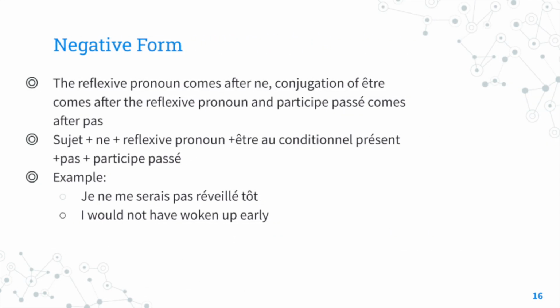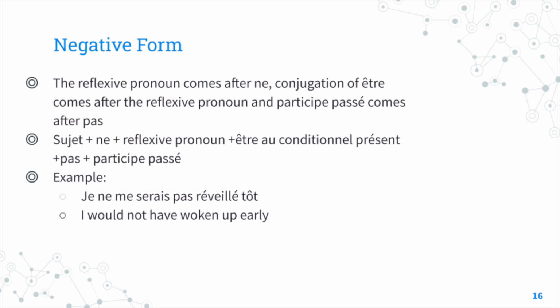Moving on to how reflexive verbs in conditionnel passé are conjugated in the negative form. In this case, the reflexive pronoun comes after ne, the conjugation of être comes after the reflexive pronoun, and the participe passé comes after pas. So the formation is sujet plus ne plus reflexive pronoun plus être conjugated in conditionnel présent plus pas plus the participe passé of the verb.